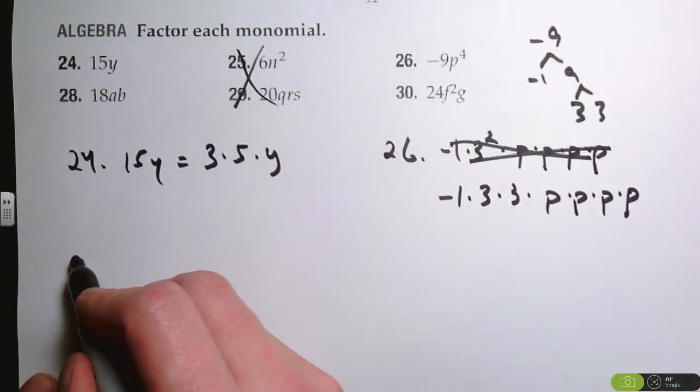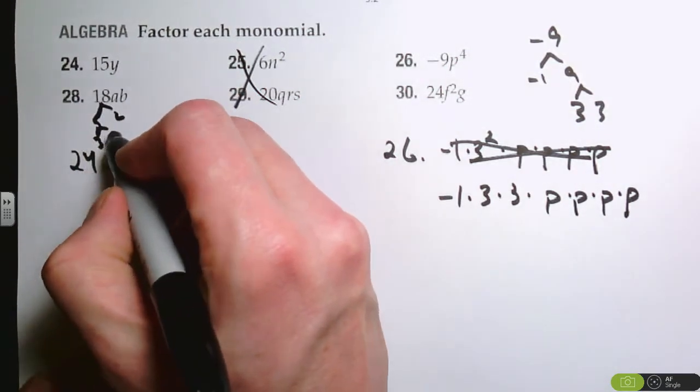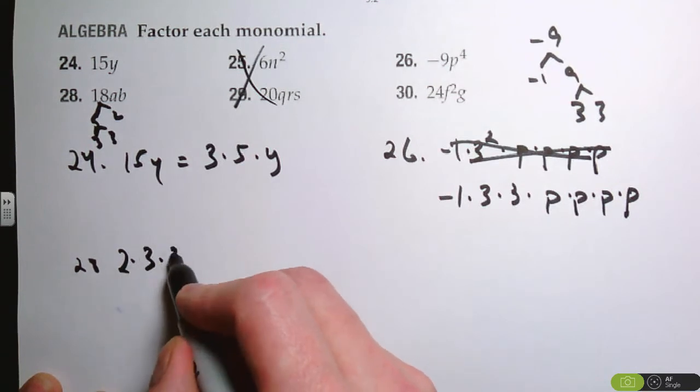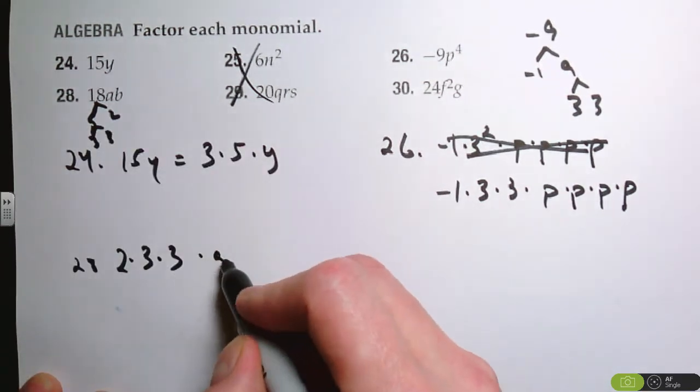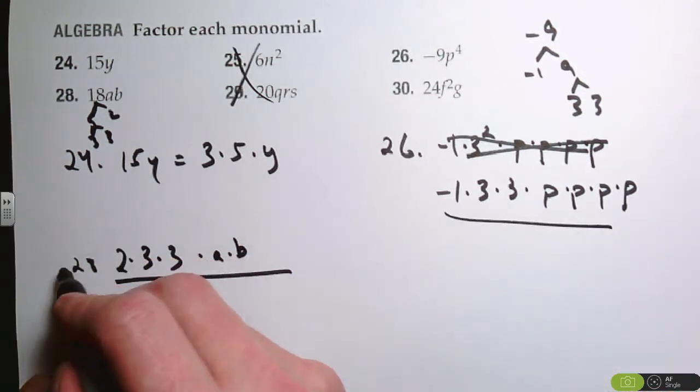Number 28. 18 is 9 and 2, and 9 is 3 and 3. So you have 2, a 3, and a 3, and then an A and a B. Okay, so there's number 28.